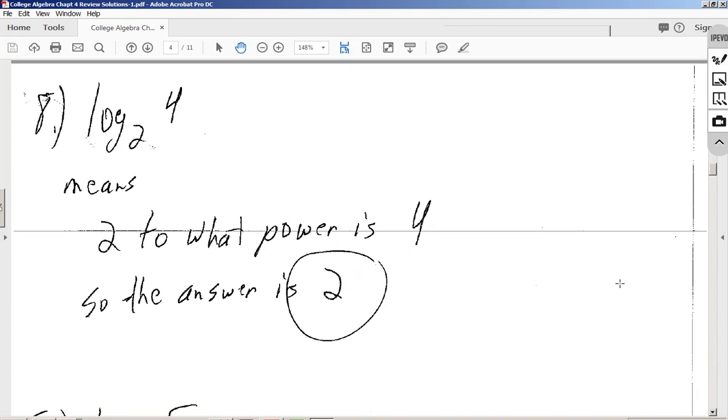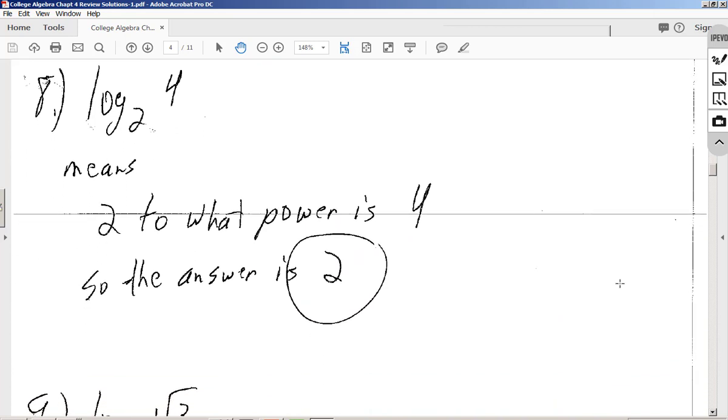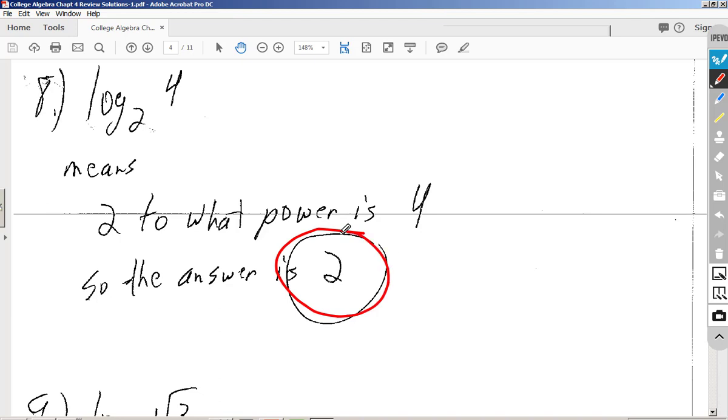Okay, looking at number 8. Number 8 says evaluate the expression. It wants me to find out what log base 2 of 4 is equal to. So remember, this means 2 to what power is 4. So if you think to yourself, 2 to what power is 4, that answer would be 2. So you can just solve it in your head.